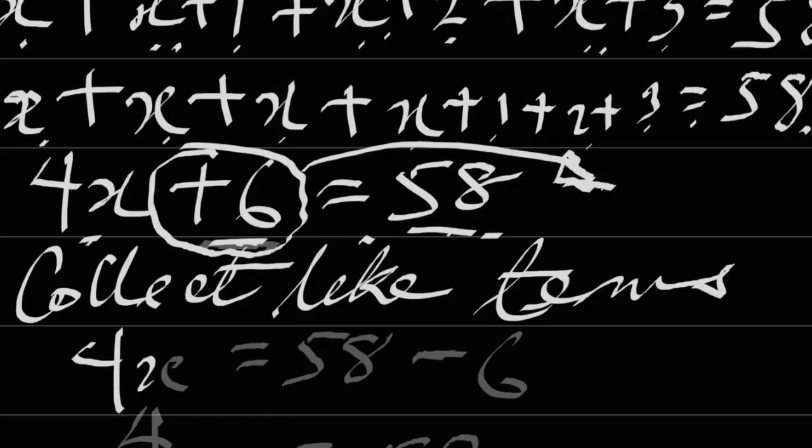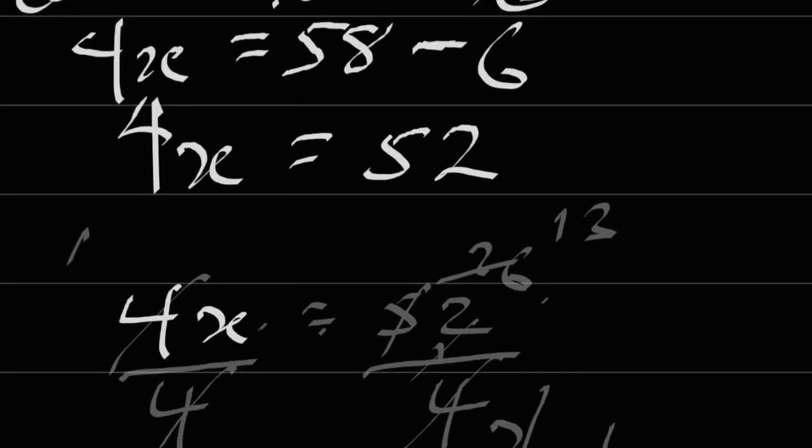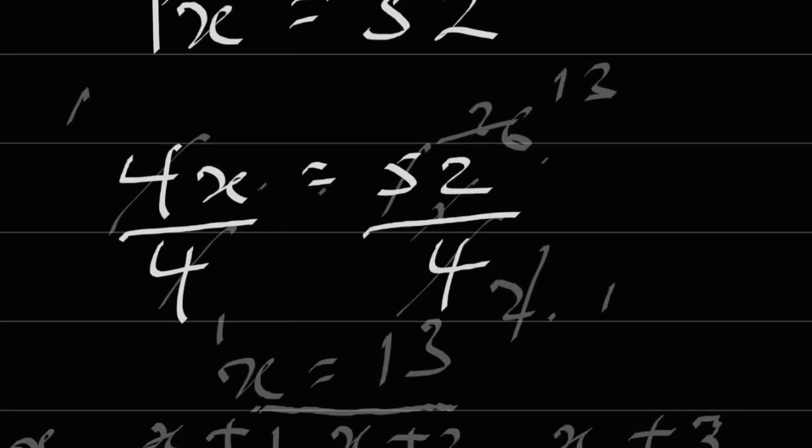So we have 4x equals 58 minus 6. When a positive number goes across equality, the positive will change to negative. That is what makes it minus 6. Here we have 4x equals 58 minus 6, which is 52. Yes, this is 4x equals 52. To get x, we divide both sides by 4.